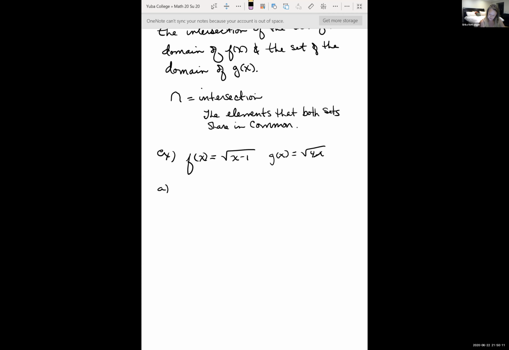And we want to first find what is (f minus g)(x). So all this is saying is I'm taking my equation f of x and I'm subtracting off my equation g of x, which is the square root of 4 minus x underneath the radical.